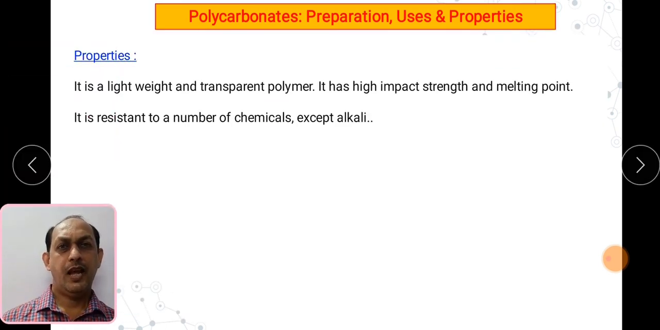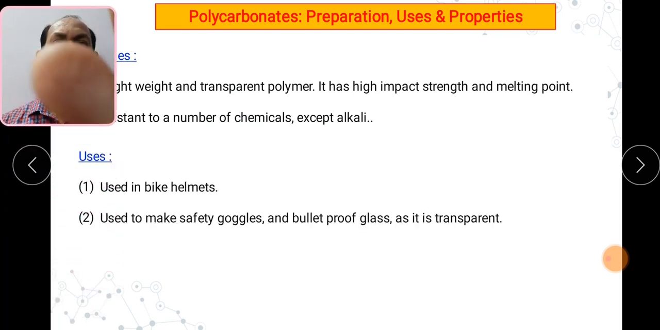Property: as they are lightweight, transparent in nature, they have high impact strength and melting point also, and they are resistant to many different chemicals except alkali. Alkali के साथ वो reaction करते हैं, so they have very good resistance power.